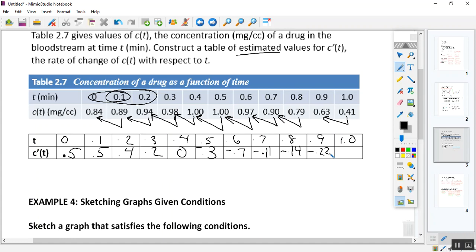Yes. No. Wait a second here. This should be negative 1.1, shouldn't it? Right? Do negative 0.11 divided by 0.1. I'm sorry. That should be negative 1.1, shouldn't it?